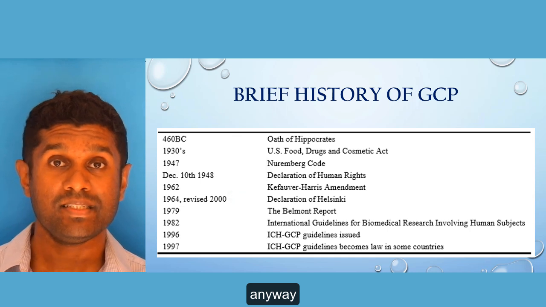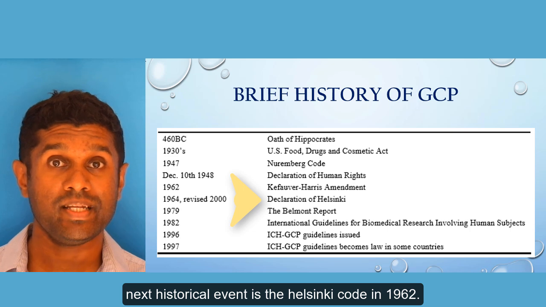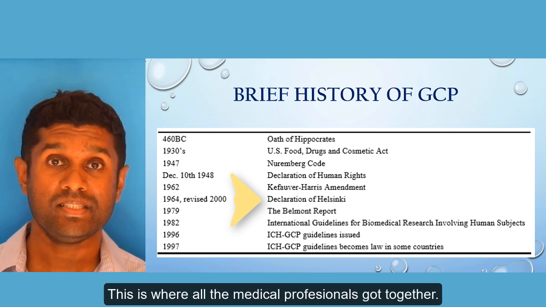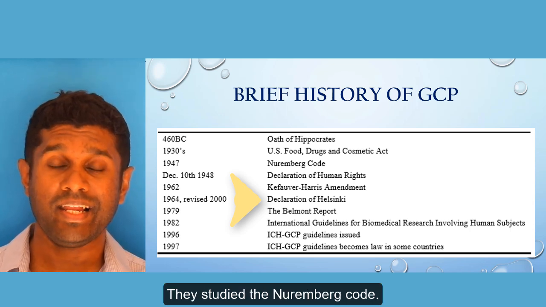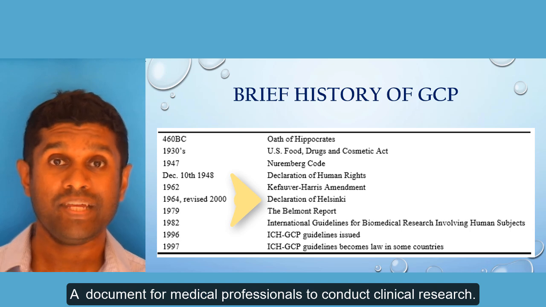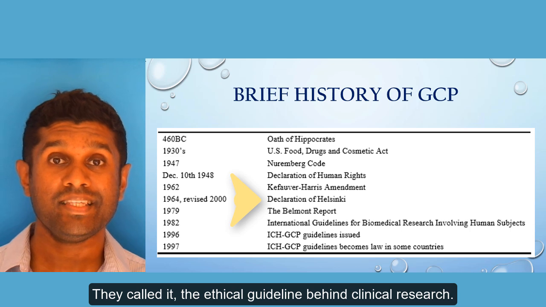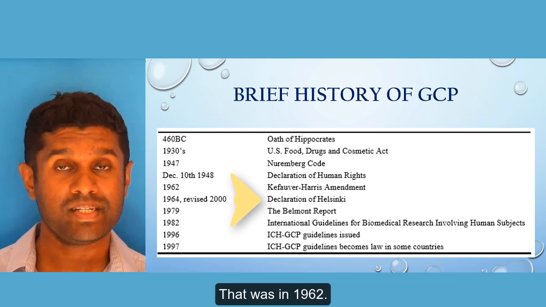Anyway, the next historical event we'll look at is the Helsinki Code in 1962. This is where all the medical professionals got together and studied the Nuremberg Code, but they laid out a document for medical professionals to conduct clinical research. So they called it the ethical guideline behind clinical research. Right? That was in 1962.